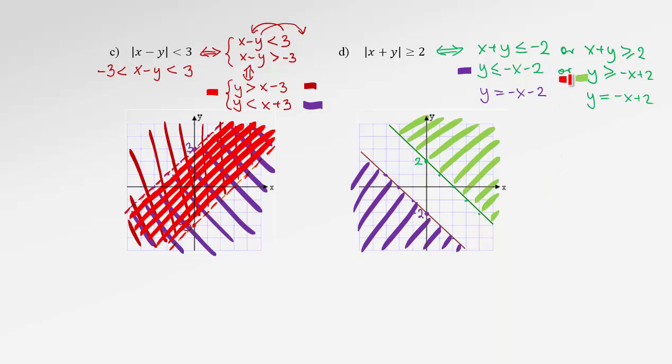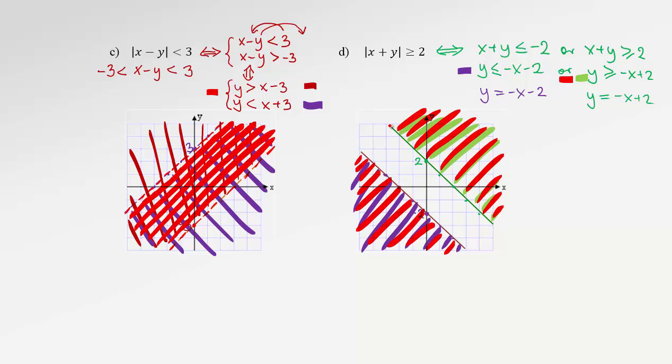Now, since the connecting word is or, we are taking the union of these two sets. So the final answer will be all this and that region all together, including the border lines. Why? Because each point of the line belongs to one of the sets. Those points belong to green and these points belong to purple. So they satisfy at least one of the inequalities. Therefore, they satisfy the original inequality as well, because of the connecting word or.